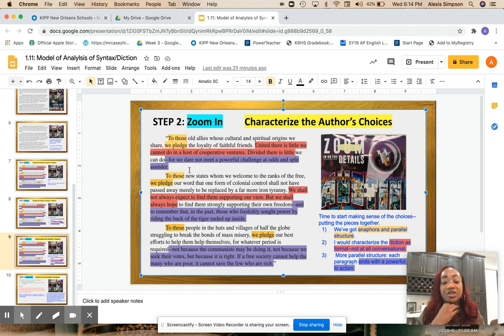So now I've characterized my 3 choices. I've got some anaphora, some repetition, some formal diction, and more parallel structure at the end here with this dash and these powerful calls to action.